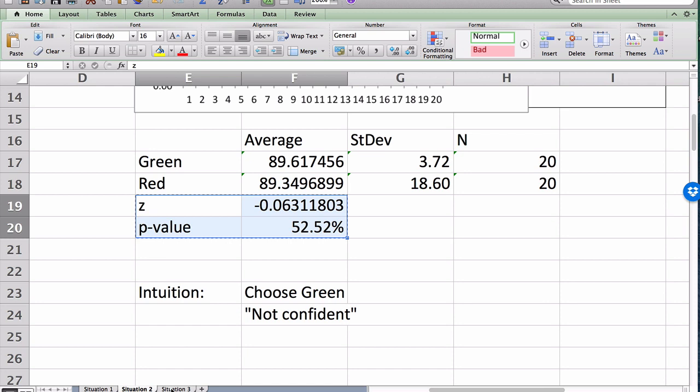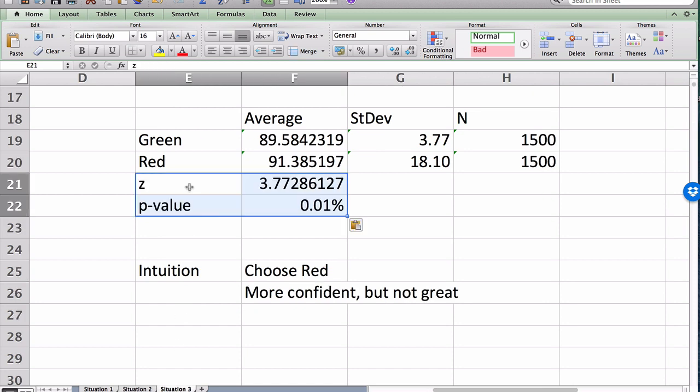Again, I'll just copy and paste the formulas here. And in situation 3, we can see that, okay, we have a pretty high z-statistic, pretty low p-value. Our intuition was to choose red, and the p-value tells us if we indeed did choose red, the probability that we had made a mistake was very small, 0.01%. So here we see that the value of the extra data really did help quite a lot.